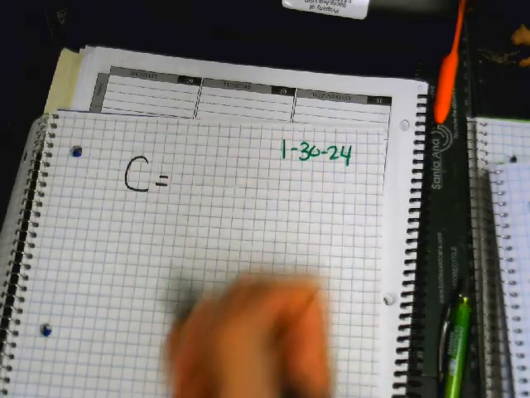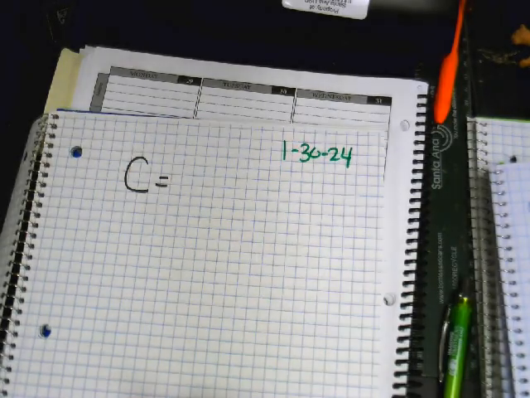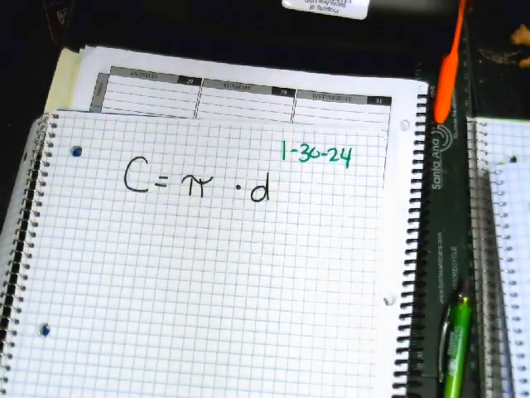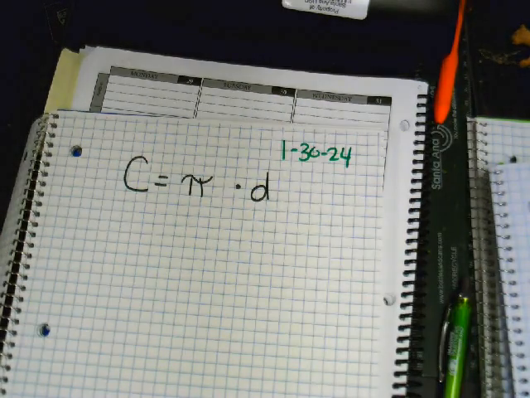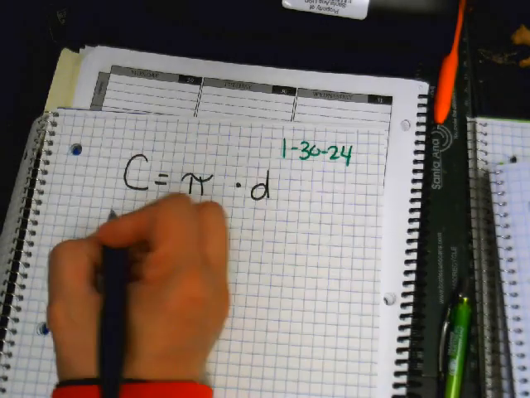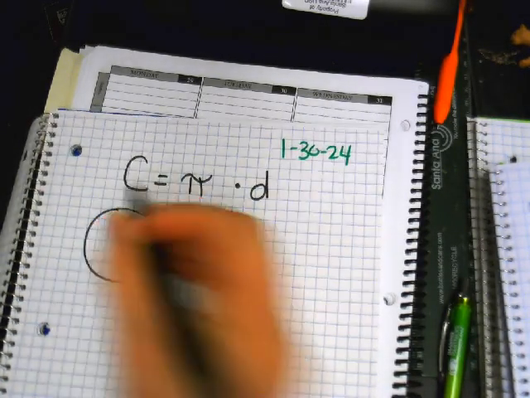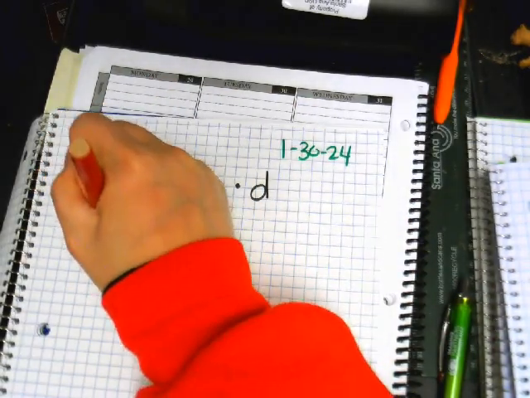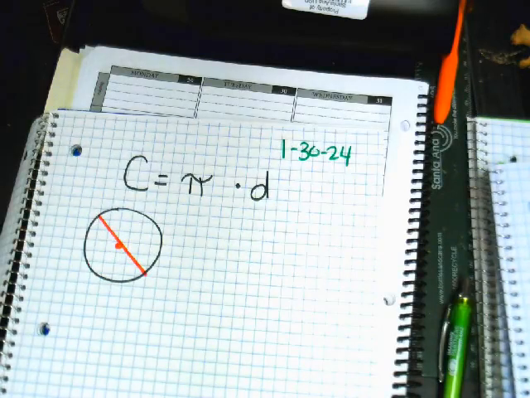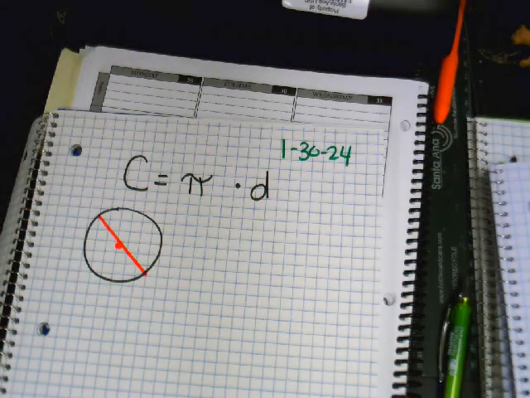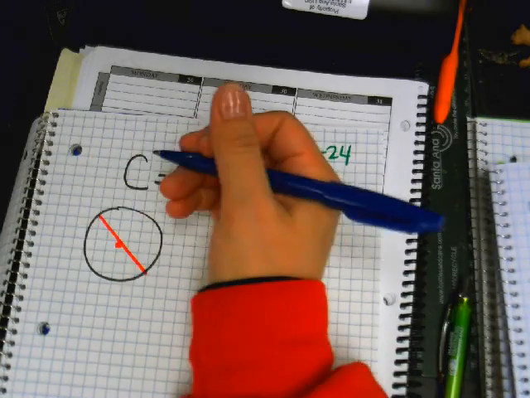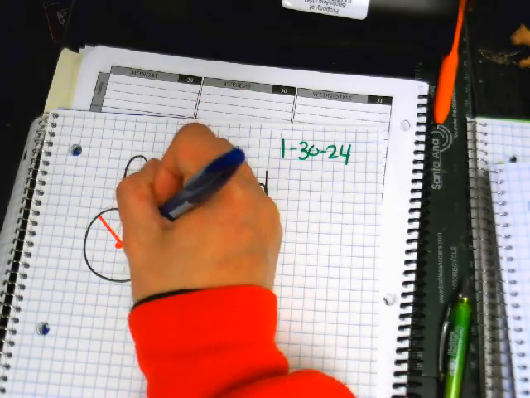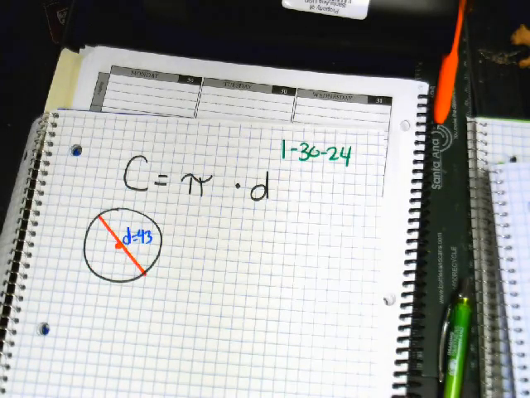Circumference is equal to what? Pi times diameter. Pi times diameter. Okay, so let's do a circle. And the diameter is like this. Quick, give me a number. 43. The diameter is 43.